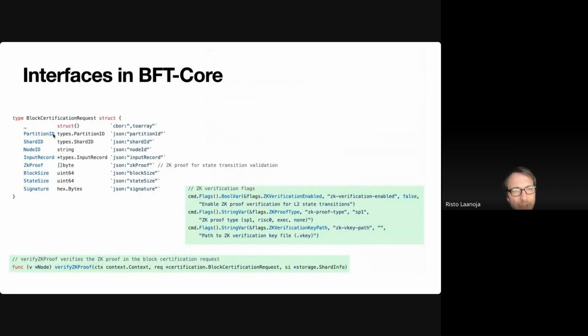Yeah, so this is what the block certification request looks like. There is only one extra field. This is an extra function which is used in the BFT core main execution loop, or validation loop. It takes this block certification request and has access to the input record. It also uses shard information to validate whether this proof is related to a specific shard. And the configuration has three different flags: ZK on/off, prover backend, and the verification key.